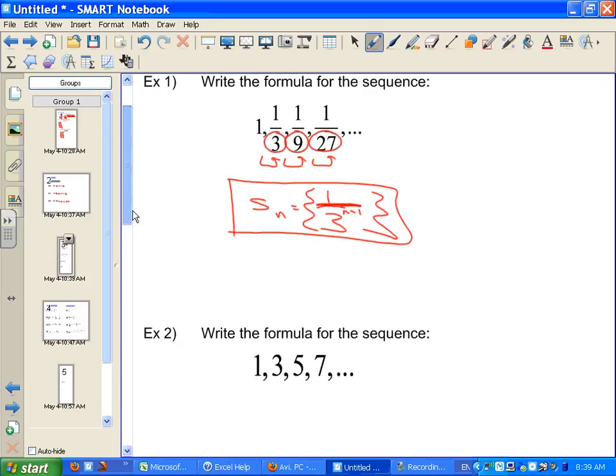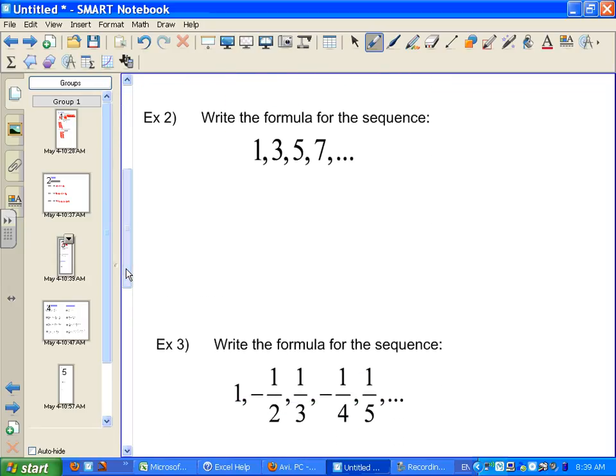All right, now here's one that looks fairly simple. Write the formula for this sequence: 1, 3, 5, 7, 9, 11, 13, 15. Okay, so you say 1 plus 2n. So my first term would be 1. If I plug 1 in there, I'll get 2 plus 1, that's 3. That's actually my second term. Times 2n minus 1?